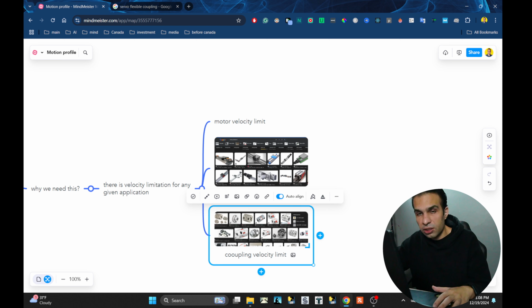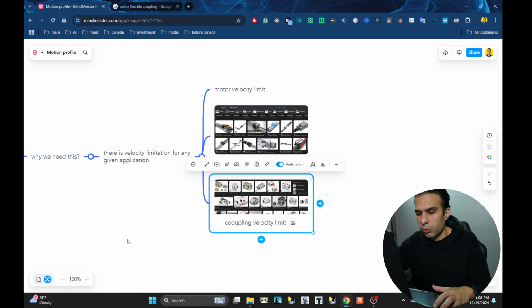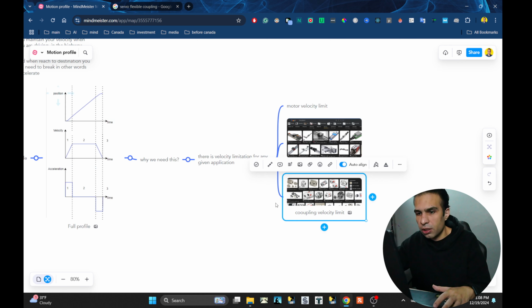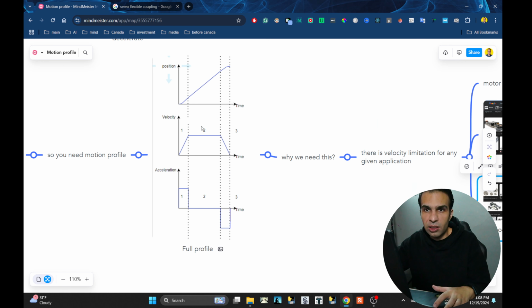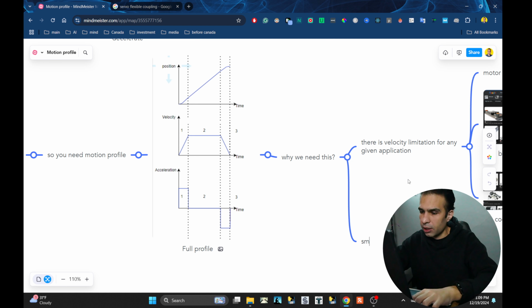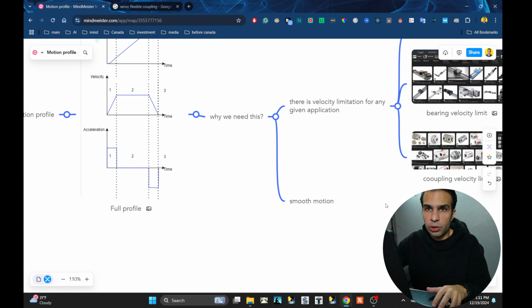These parts have limitations. You cannot put as much speed, velocity, acceleration or torque into them as you like. They will break; they will get damaged. So you need to limit these things. Beside that, you also won't have a smooth motion. Imagine you want to move something delicate. A smooth motion matters. So a smooth motion is also important, right?